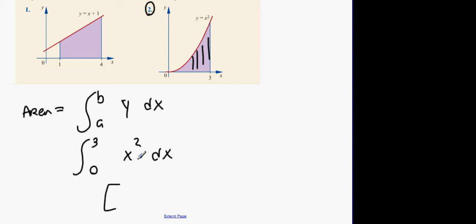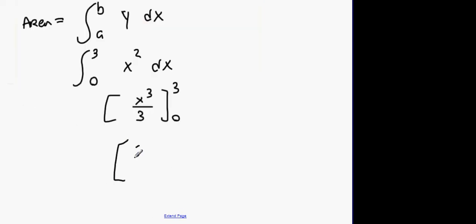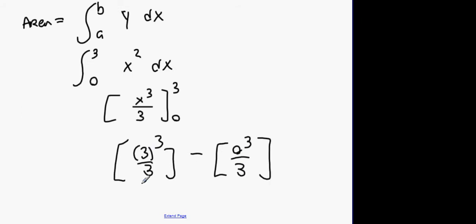Well, look, we've integrated x squared enough to know that it's a third x cubed. Okay? And then we do that from 3 to 0. And then we plug it in, and we're going to get 3 to the power 3 all over 3 minus 0 to the power 3 all over 3. You wouldn't even need to put that in. We're going to get 27 divided by 3, 9 units squared. That's the area of the first curve. Any questions about that at the moment?